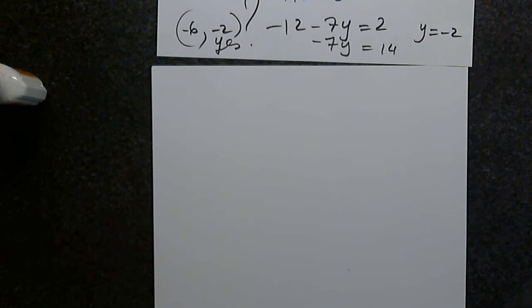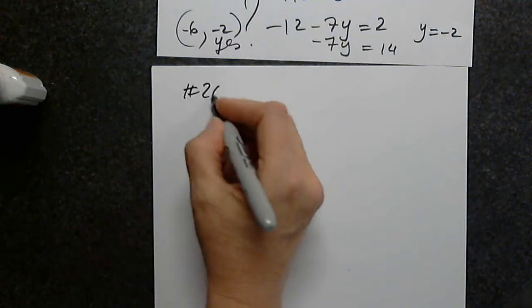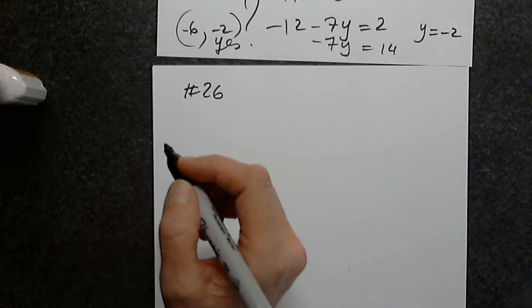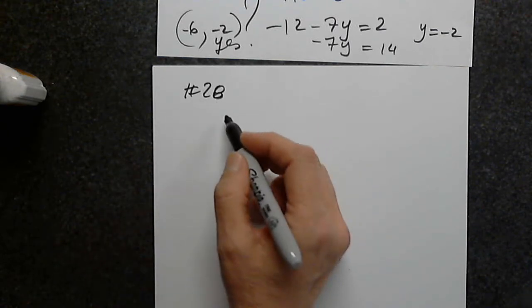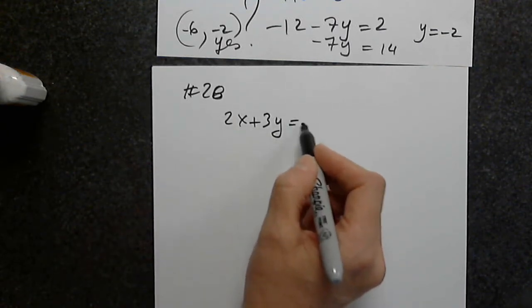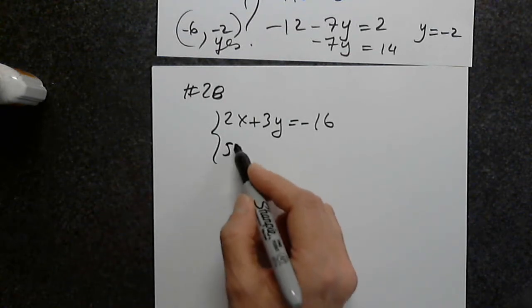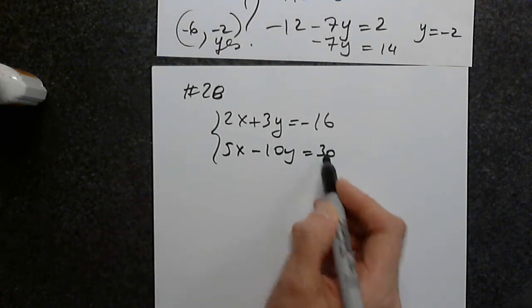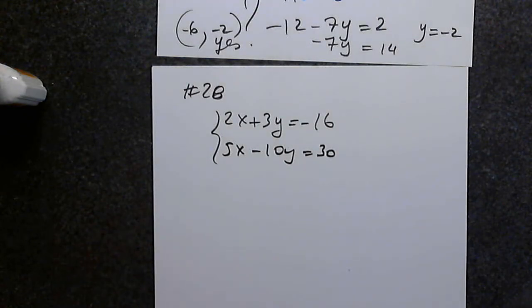Okay, ready? Example 28. So 2x plus 3y equals negative 16, and 5x minus 10y equals 30. 2x and 5x will be easier. So if you want 2 and 5, then you will have to multiply one of the two equations by a negative number. But if you choose y, you will not have to multiply by a negative number.